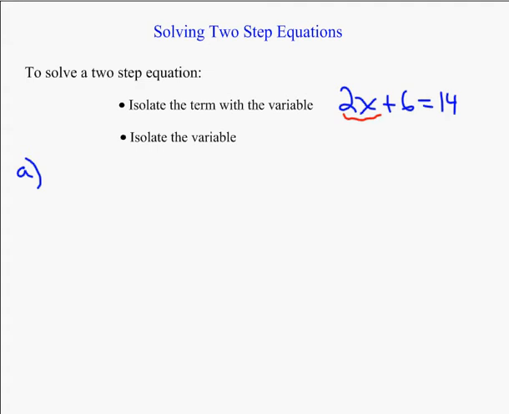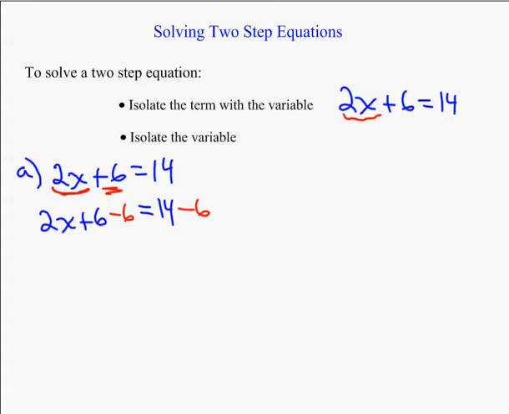The first example is to solve 2x plus 6 equals 14. It's a two-step equation. We want to solve this two-step equation. In order to do that, we're going to look at the term with the x in it. There's the x term. We want to isolate that term. So in this case, we want to get rid of that plus 6 on the left. And the way that we do that is the same way that we did for the single-step equations. If we're going to get rid of a plus 6, we need to subtract 6. Can't just subtract 6 from one side. We need to subtract it from both sides in order for the equation to remain balanced.